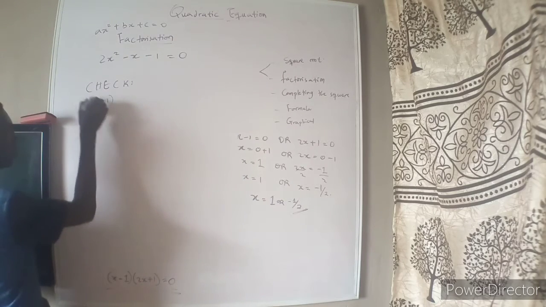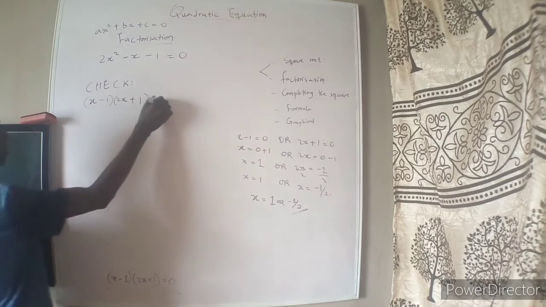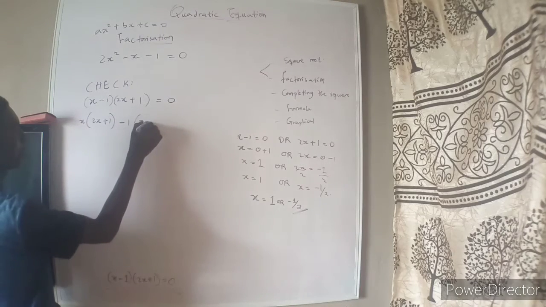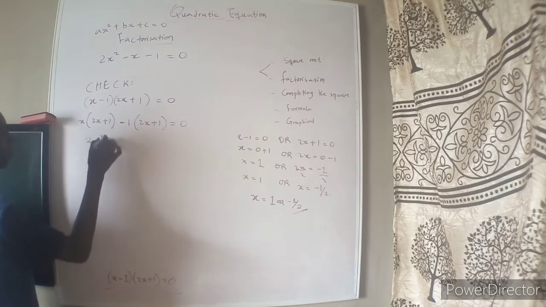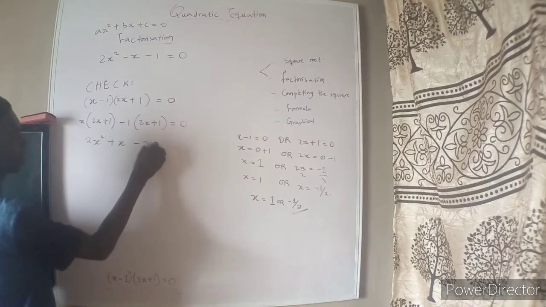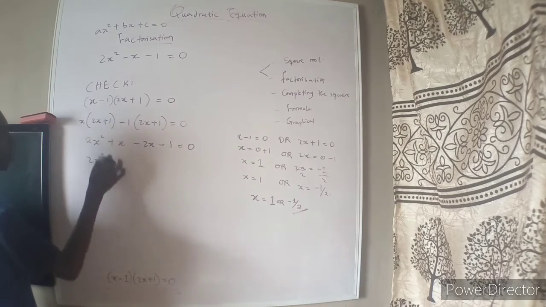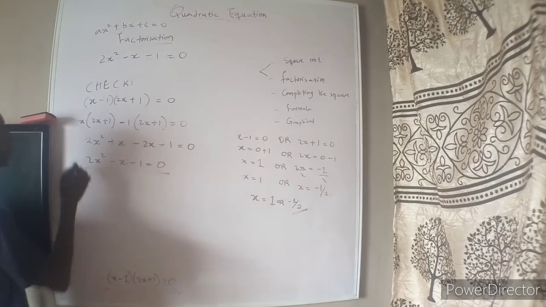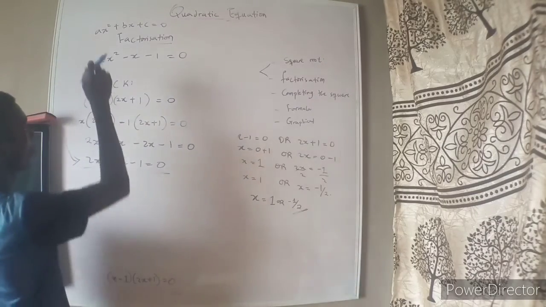So I have x minus 1 times 2x plus 1, that's equals to 0. Let's expand. So I have x into bracket 2x plus 1, minus 1 into bracket 2x plus 1, all equals to 0. So my x times 2x will give me 2x squared, plus x times 1 will give me x, minus 1 times 2x will give me minus 2x, minus times plus, minus 1 times 1, equals to 0. So I'll be having 2x squared plus x minus 2x is equal to what? Minus x minus 1 equals to 0. This is what we've gotten as our final answer, which is equal to my question.